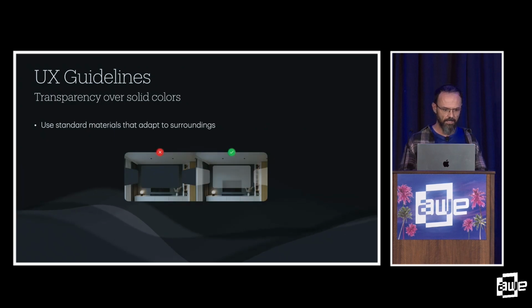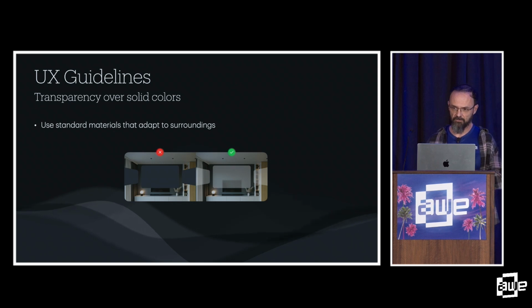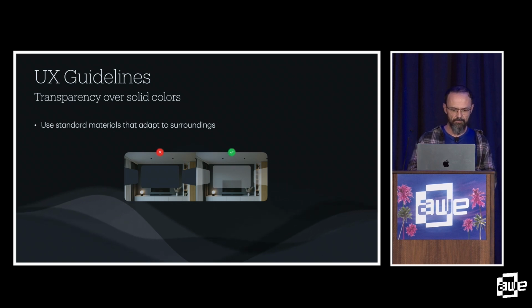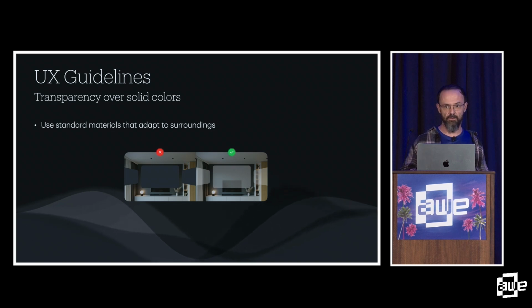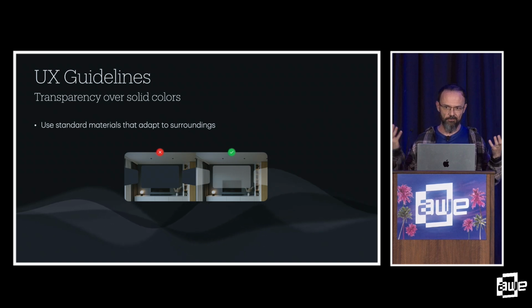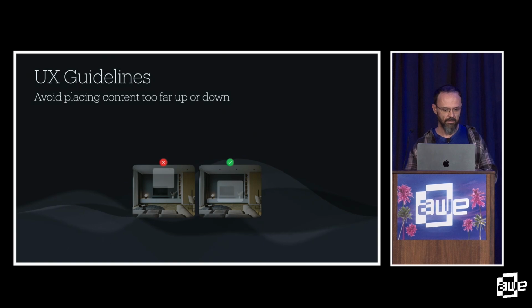Some other guidelines. We should favor transparency over solid colors. As you can see in this example, on the left, there is no transparency. We just have a very opaque object, whereas on the right, we have the right approach, which is the same object, but we are applying a certain alpha to make it transparent and still be aware of our surroundings, because that's the thing. If we have opaque blocks and panels, we are not aware of the surroundings around us, and that's probably going to be detrimental for the user experience.